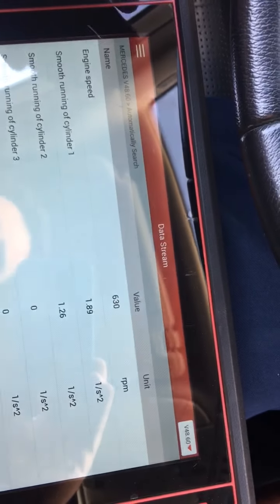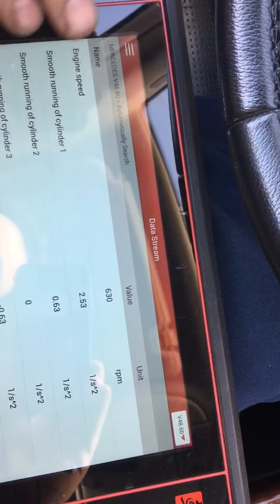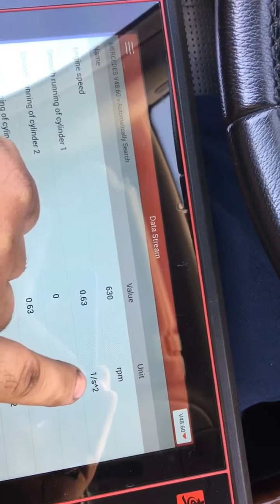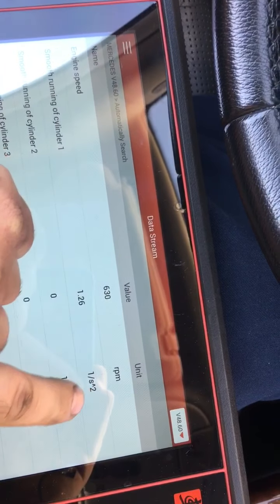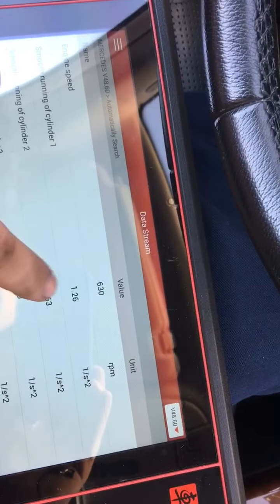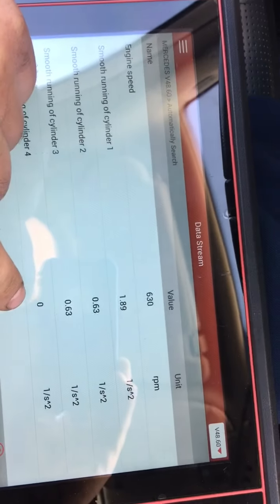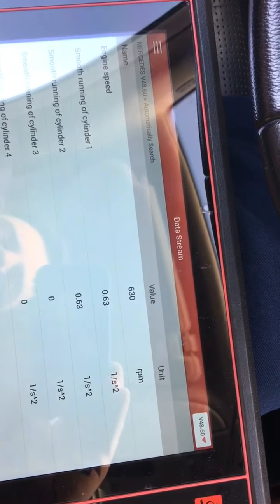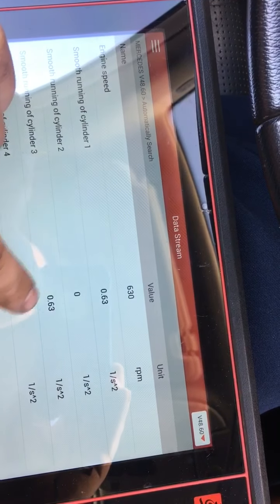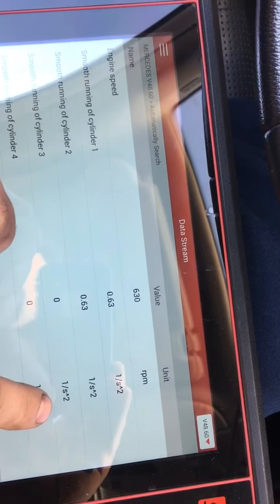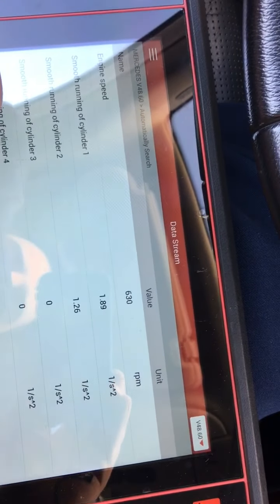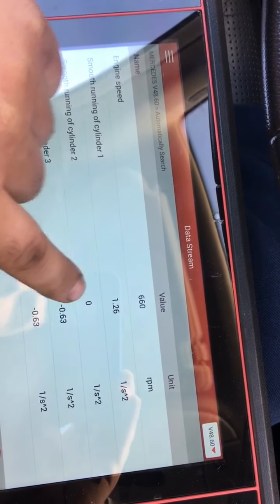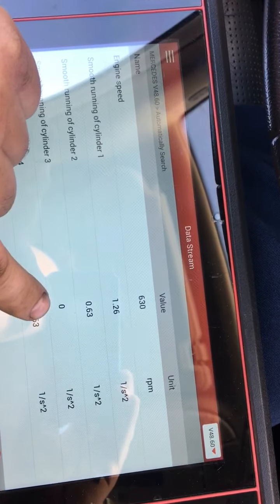So what we have here is the smooth engine running value, and the value is not specified. It is 1 unit per second squared. This unit signifies how many units the engine accelerated and decelerated over 2 seconds, and ideally you want this unit to be 0. You want the engine to have constant speed.